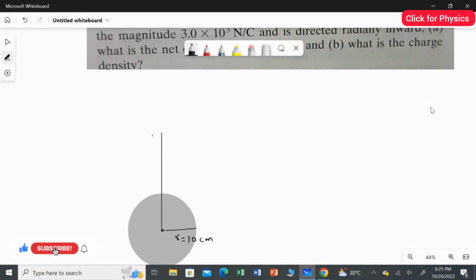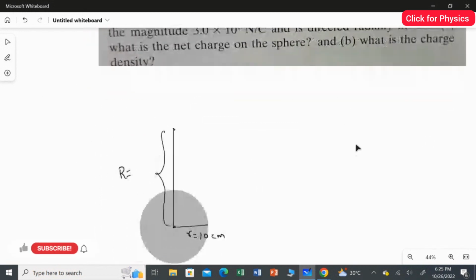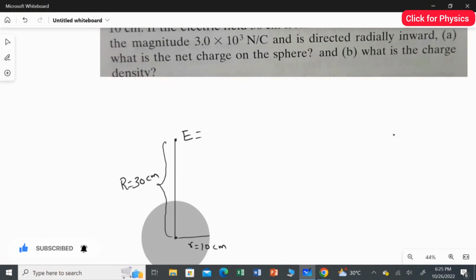So what is the distance here? The distance from here to the center of the sphere, better I'm going to use capital R, because we have to differentiate what is the radius and what is the distance. So here capital R indicates the distance from the center of the sphere to the point. So what's the point they mention? They mention 30 centimeter, right? So the capital R value is 30 centimeter. At this 30 centimeter, what is your electrical field strength? Your electrical field strength is 3 multiplied by 10 to the power of 3 Newton per Coulomb.